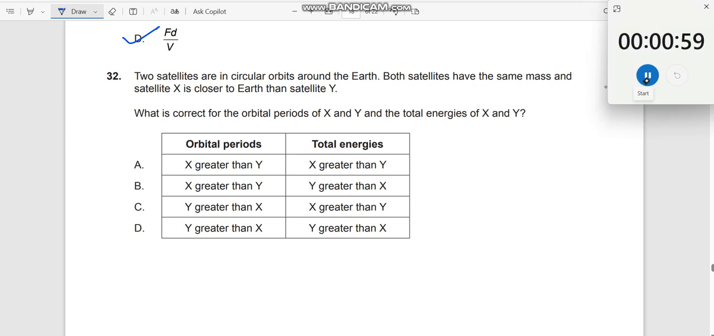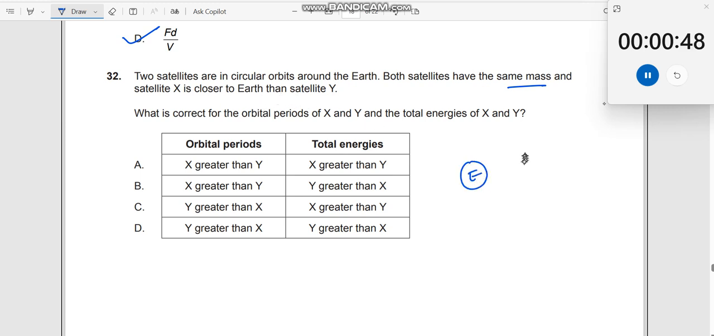Okay, question number 32. Two satellites are in circular orbits around the Earth. Both satellites have the same mass, and satellite X is closer to Earth than Y, which means what? This is the Earth, this is your satellite X, and this is your satellite Y. Definitely, this is the distance Rx and here is the distance Ry. So what is correct for the orbital periods of X and Y and the total energies of X and Y?